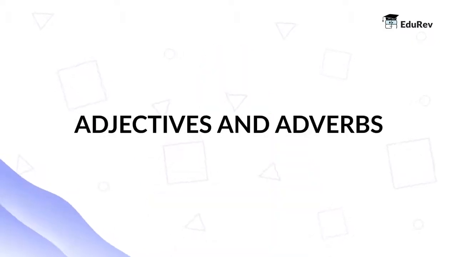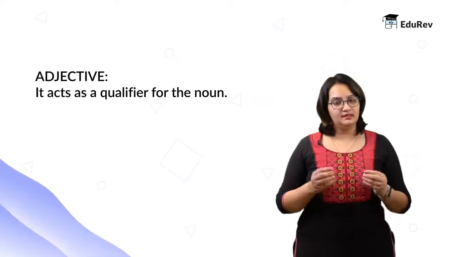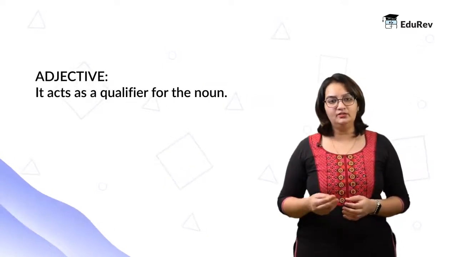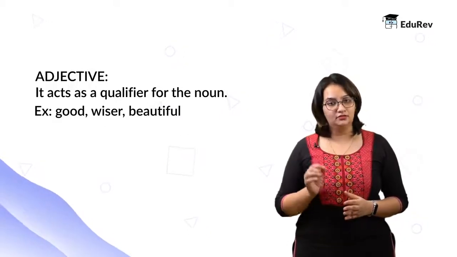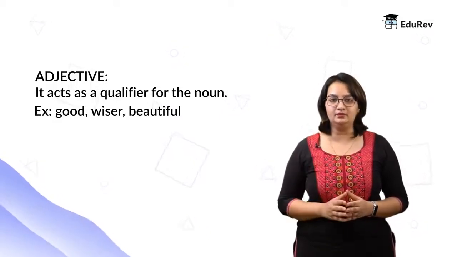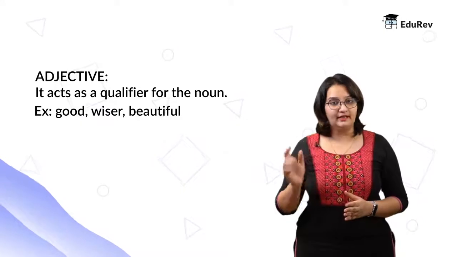In this video, we are going to talk about adjectives and adverbs. An adjective is a word that acts as a qualifier to a noun. For example, she is a good athlete. Here, good will be the qualifier for this particular noun, which is athlete.